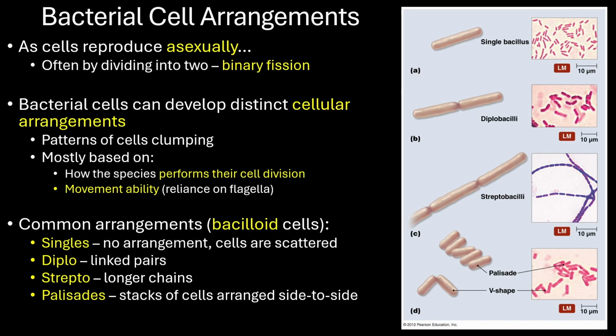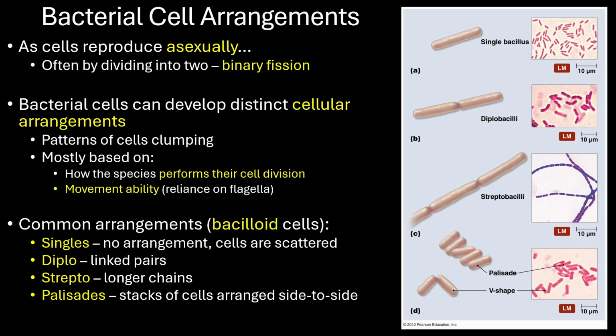Now, these bacteria all reproduce asexually, right? Mainly through dividing directly into two, one cell splitting down the middle in some way. We call that binary fission. Bacterial cells can do binary fission, and the way that they do that fission, in what direction they split, can influence how the cells are arranged as they form on a surface. Okay, so essentially the patterns of how cells clump together as they reproduce and spread.